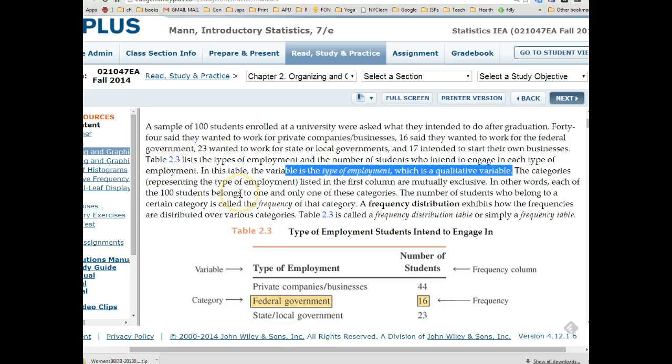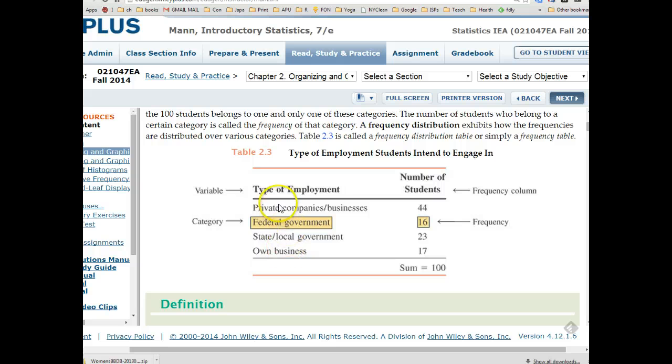Now, you guys learned some R, right? A little bit of R. And in R, the language they use for the values that the variable can take, they call them the different levels that the variable can take. So the different levels that employment can take are private company, federal government, state and local, owned business. Those are called levels in R. So when you read a book about R, they refer to the levels.